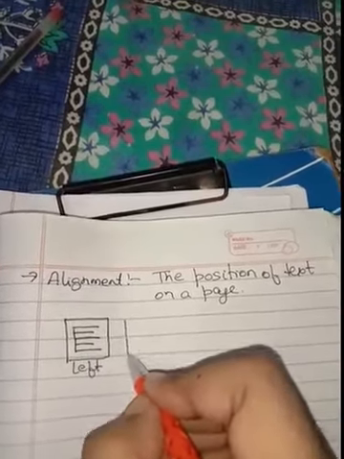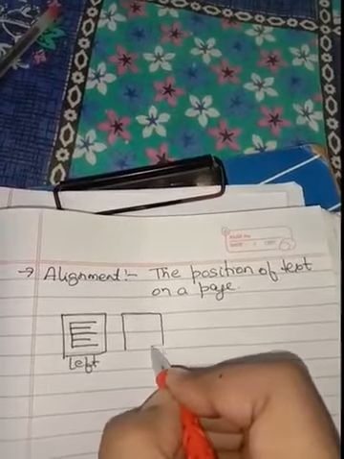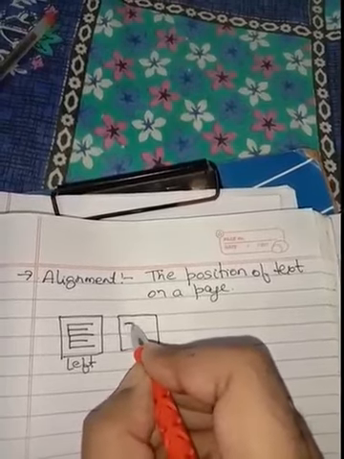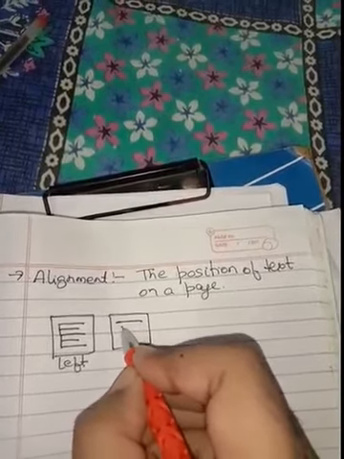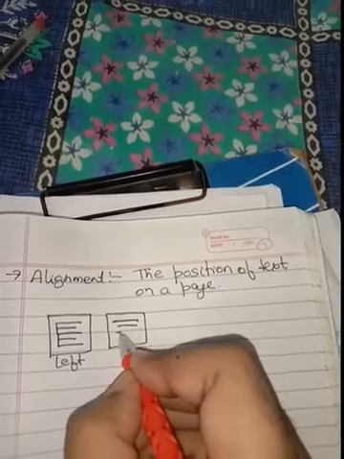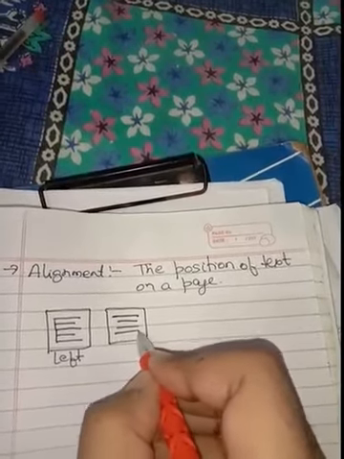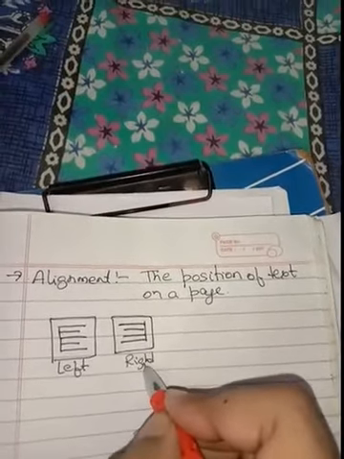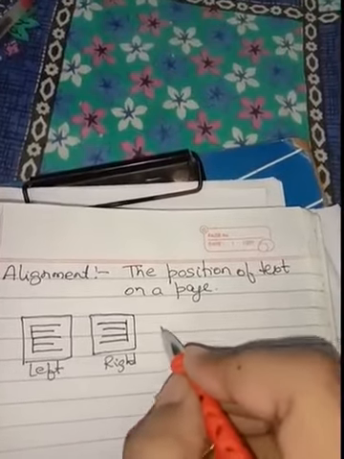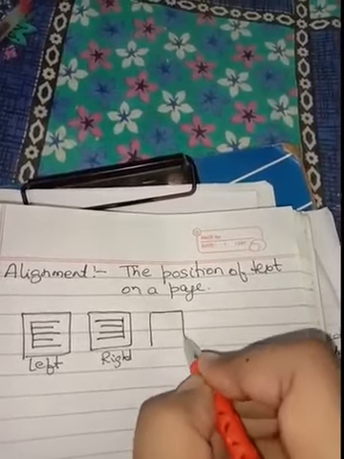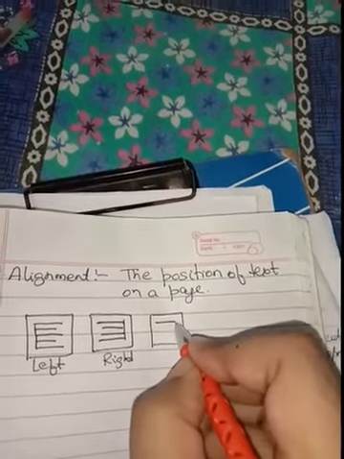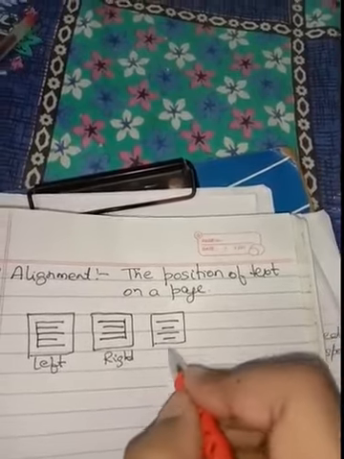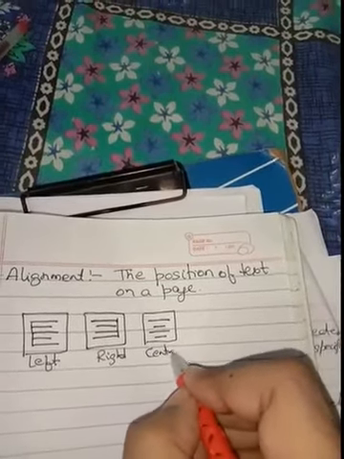Now we come to the topic right alignment. The starting of the text from the left side can be from anywhere, but they are ending at the same right position. This is known as right alignment. Next we have center. The text can start from anywhere, can end anywhere on the right side, but in the center the words are at the same location. So this is known as center.